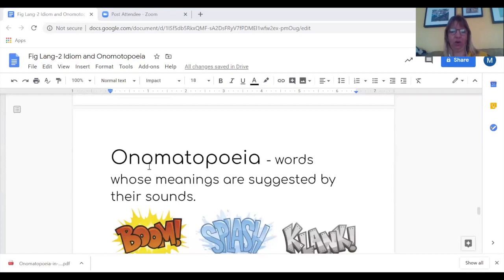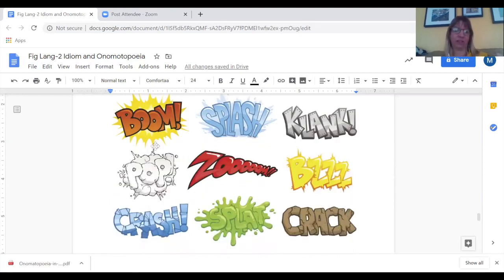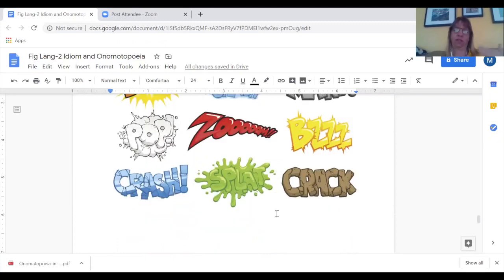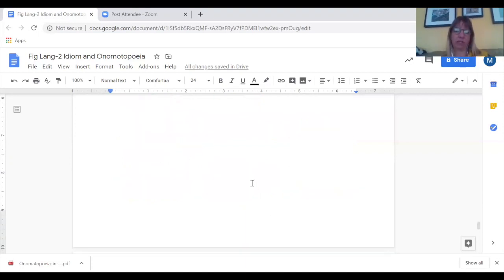Look at that long word. It's super long. So many vowels in there. It's ridiculous. Anyway, it's words whose meanings are suggested by their sounds. They're super easy. They're super fun. And if you are a comic book fan, you are an onomatopoeia expert already, because these are the ones. Boom, splash, splat, clank, pop, zoom, buzz, crash, crack. Those are the ones where the sound gives part of the meaning. It cracks, but it makes that sound, so it's a clue to its meaning.